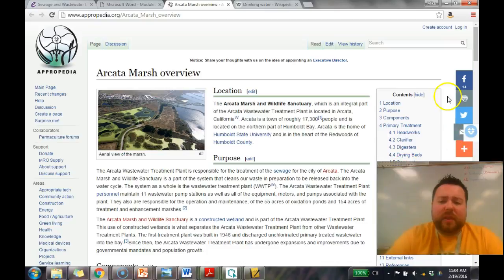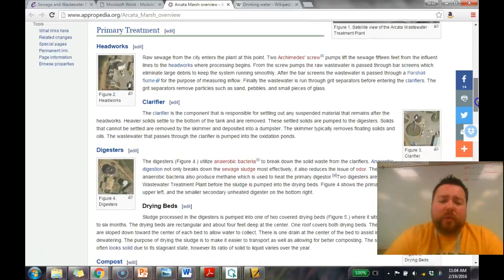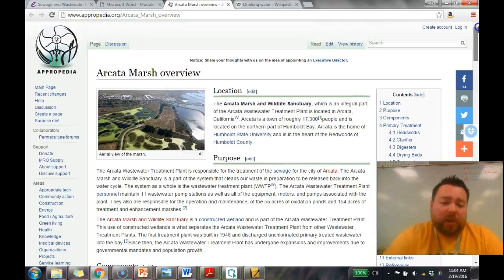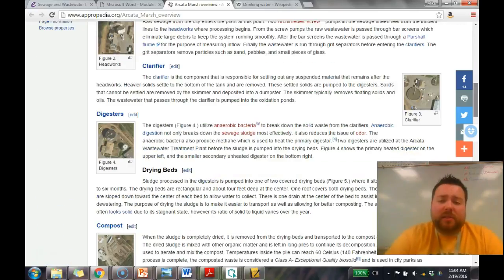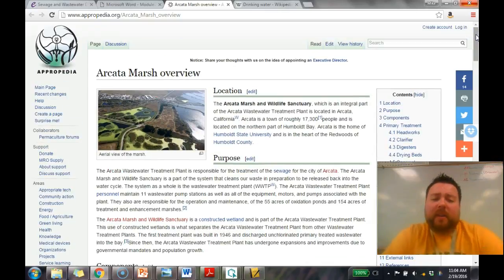Here's one where somebody actually reversed the process. They took a look and said, okay, they're treating their water by basically making a marsh, using those natural ecosystems. So I'm going to have you take a look at that. But here's the bigger idea.